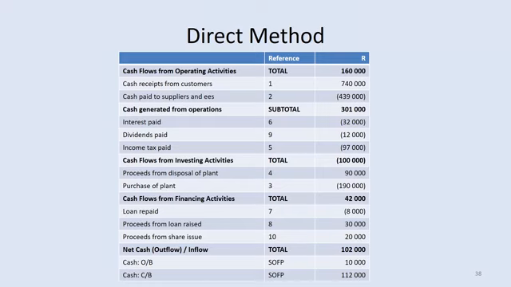Our cash flow from investing activities. We then have our proceeds from disposal of plant. That was a value of 90,000 Rand, a reference of 4. We have our purchase of plant, and that was 190,000 Rand, as we discovered from our T account. That then gives us our cash flow from investing activities. Okay, everyone following so far?